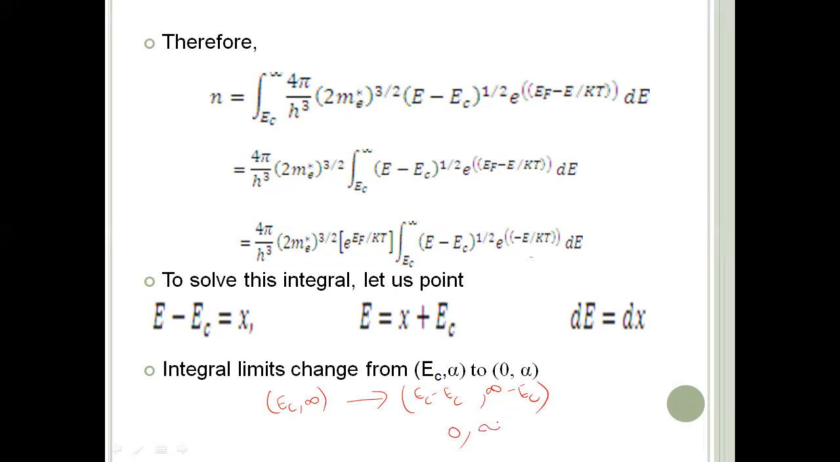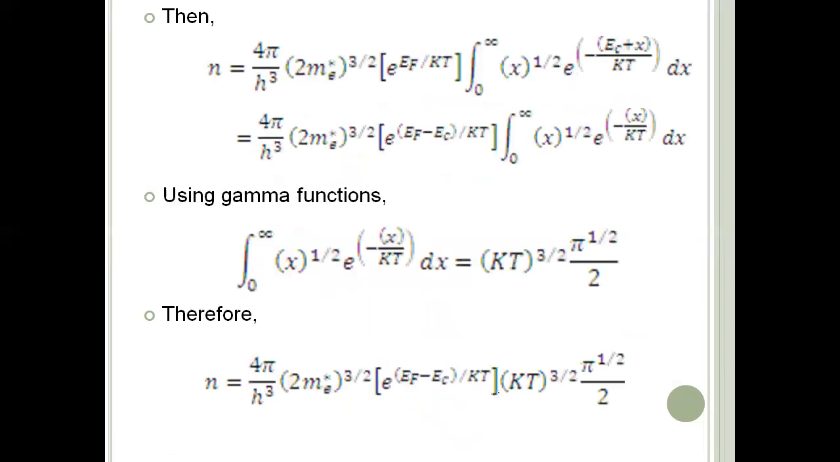Infinity minus something will give you infinity only. So the limits are changed as Ec to infinity becoming 0 to infinity. By substituting all those things, the equation will be changed to a constant 4π/h³ (2 me*)^(3/2) exp((Ef − Ec)/kT) times the integral from 0 to ∞ of x^(1/2) e^(−x/kT) dx.